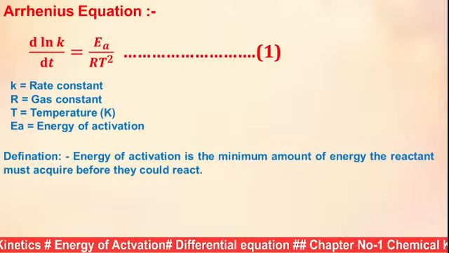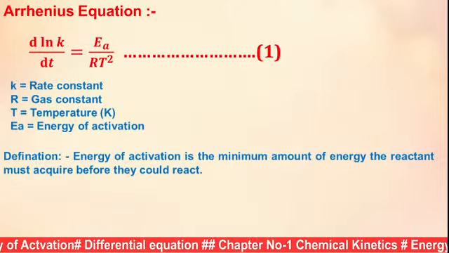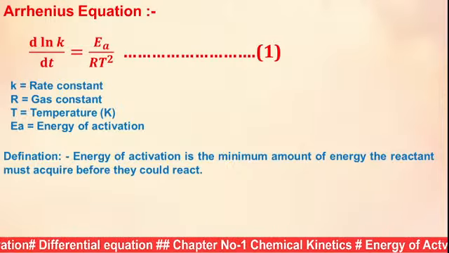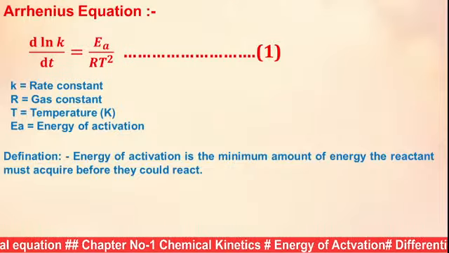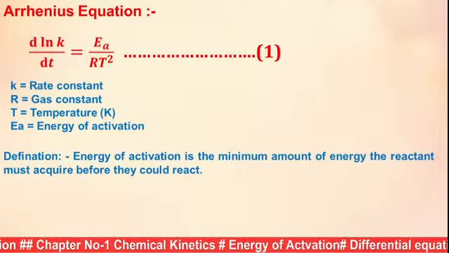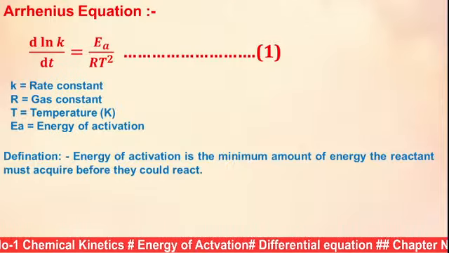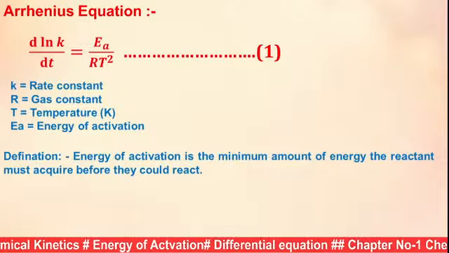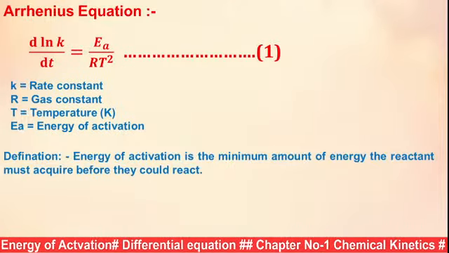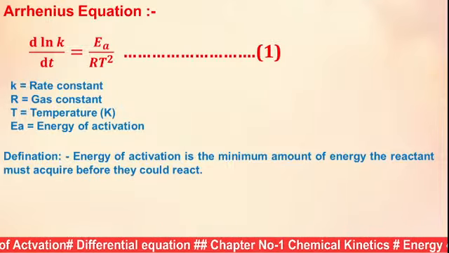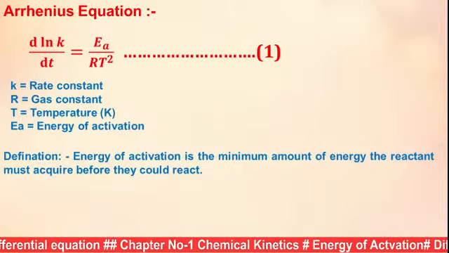This k is nothing but the rate constant, and dk by dt is a small change at a time t. Ea is nothing but the energy of activation. What is this Ea? Energy of activation is indicated by Ea. R is the gas constant and T is temperature in Kelvin. See here, I have given k is the rate constant, R is the gas constant, T is temperature in Kelvin, and Ea is energy of activation.